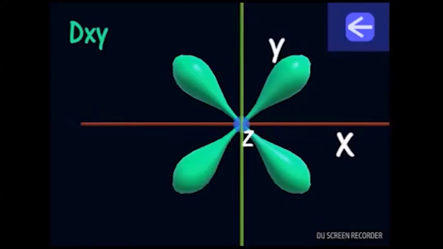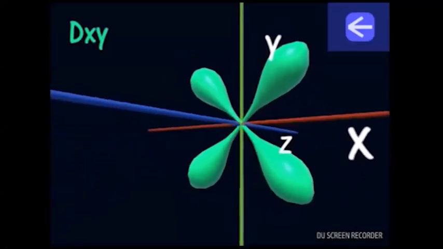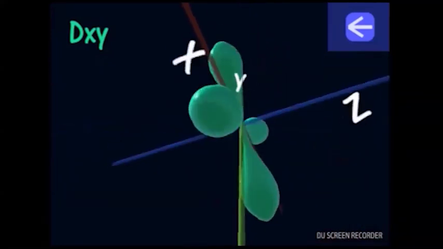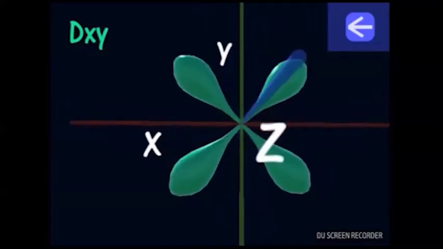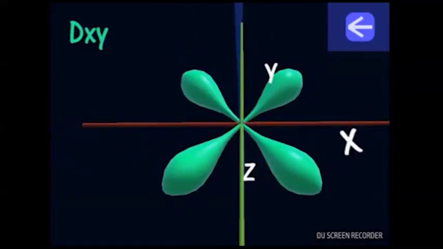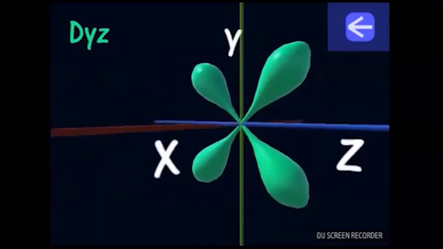Here the different types of d orbitals, the 5d orbitals, are shown. The xy means it is in the xy plane, but no lobe is along the xy axis. Similarly, for YZ, it will be in the YZ plane, but not along the Y and Z axis. Similarly, DZX will be in the ZX plane, but not along the Z and X axis. DYZ is also in the YZ plane, but not along the axis.